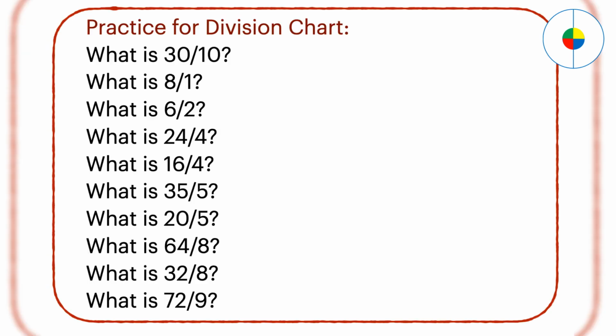Now, let's start some practice. What is 30 over 10? What is 8 over 1? What is 6 over 2? What is 24 over 4? What is 16 over 4? What is 35 over 5? What is 20 over 5? What is 64 over 8? What is 32 over 8? What is 72 over 9?